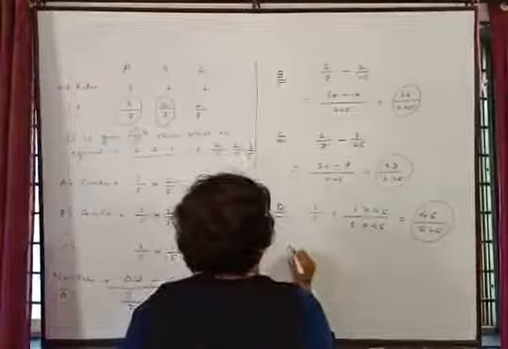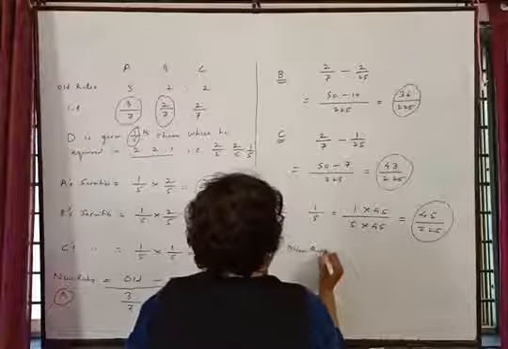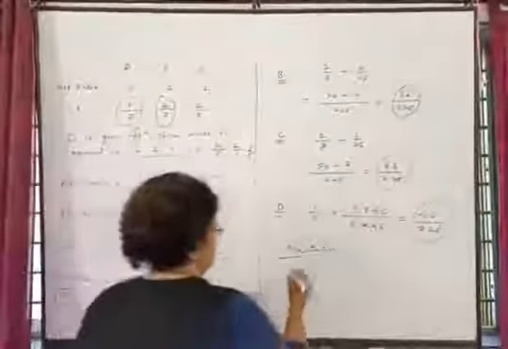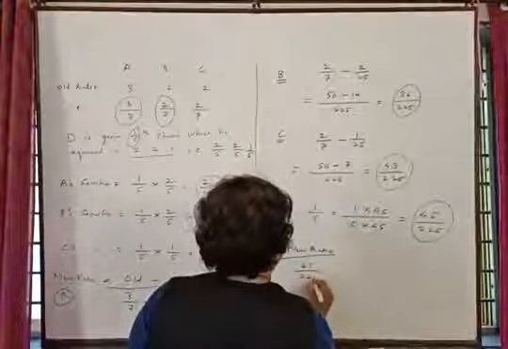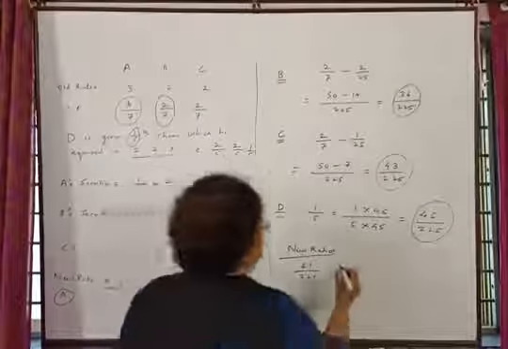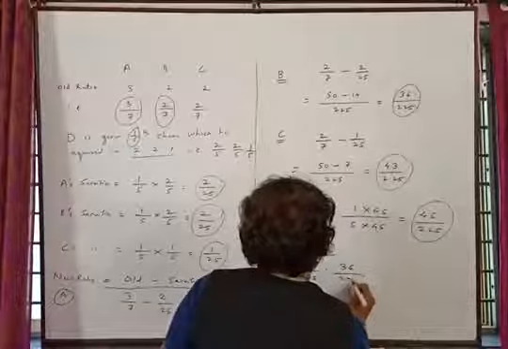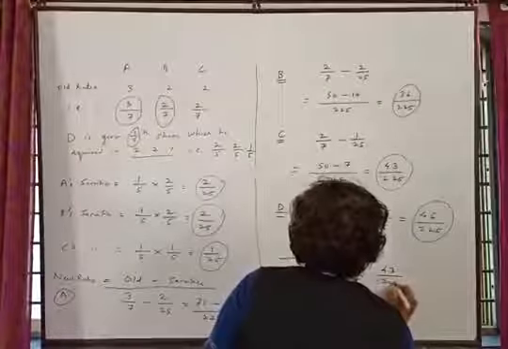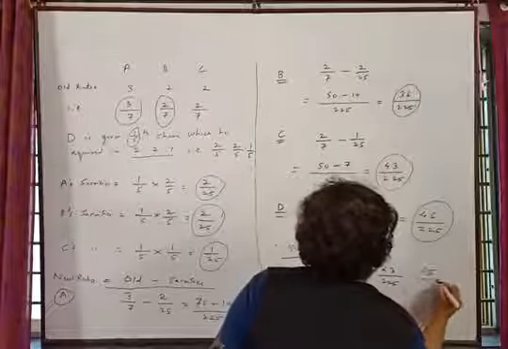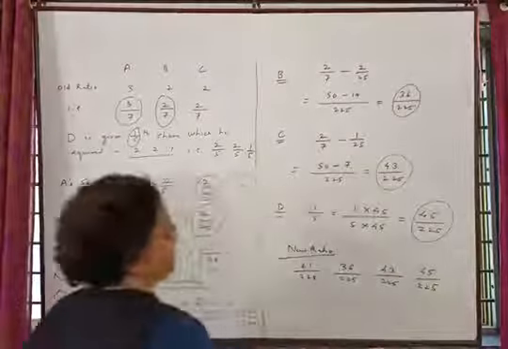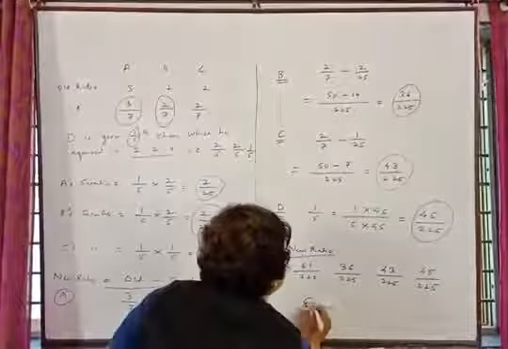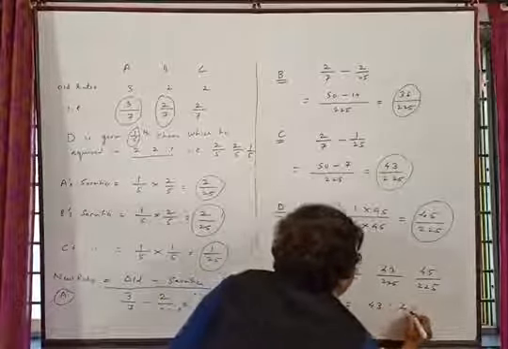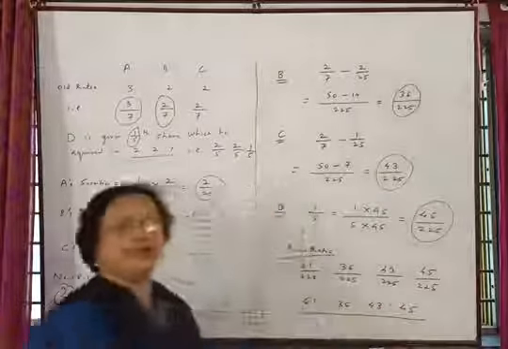Therefore, new ratio of all the partners will be 61 upon 225 is to 36 upon 225 is to 43 upon 225 is to 45 upon 225. That is 61 is to 36 is to 43 is to 45. Okay.